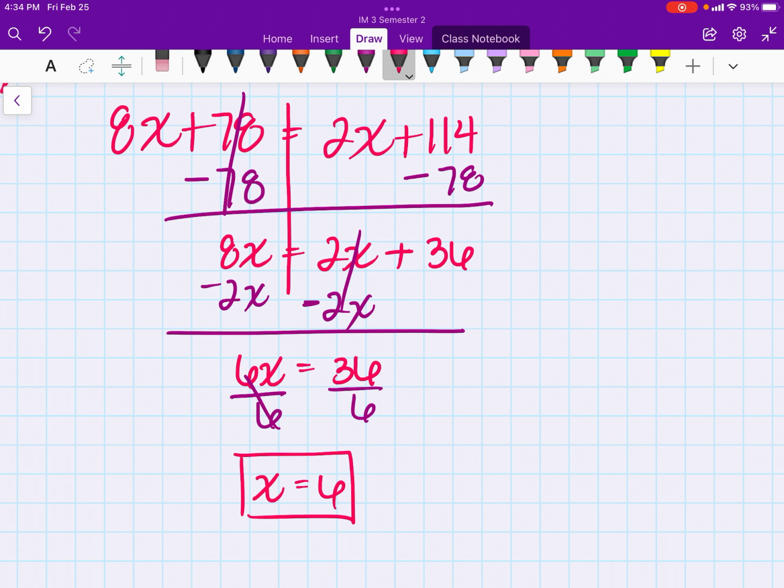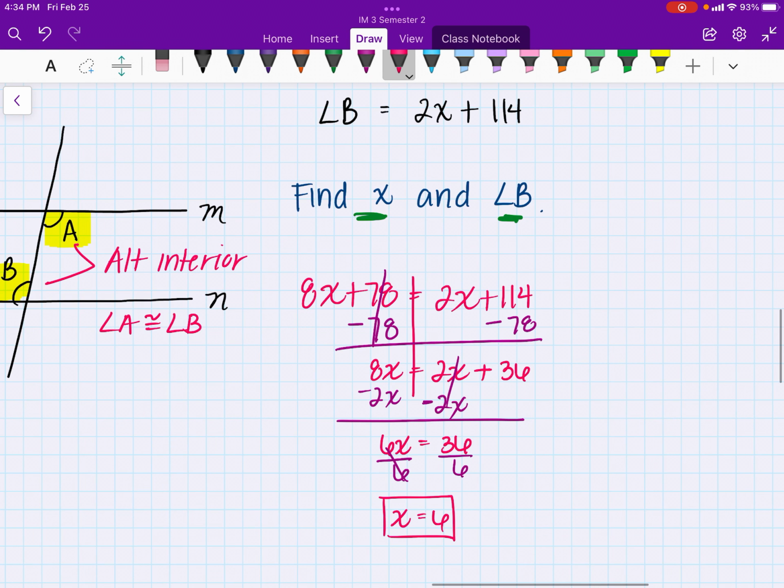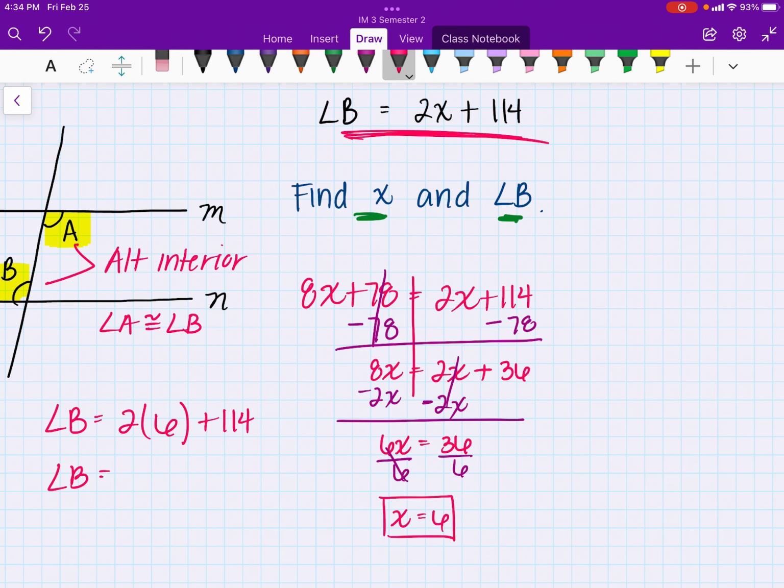Now, that's one of the answers we're looking for. Now, we need to find angle B. Angle B in this case, guys, equals 2x plus 114. X in this case is 6. So then angle B equals 2 times 6, which is 12, and then 12 plus 114 is going to give us 126. So those are our two answers. Once again, we made these equal to each other because these angles were alternate interior.